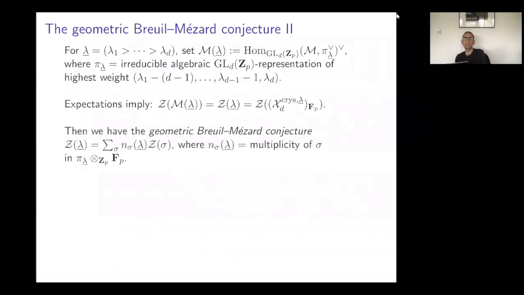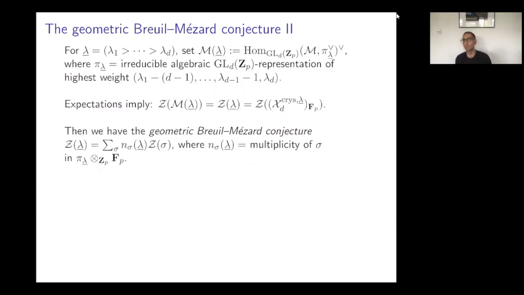Okay, so the nice thing is once you have this setup that I'm giving myself, you immediately get an answer to this question of Breuer-Mézard. So the point is that this representation, pi of lambda, this algebraic representation, I can just reduce that mod p and decompose it. If I reduce it mod p, I get something that's not irreducible anymore. And I can look at the multiplicities with which these individual Serre weights occur.